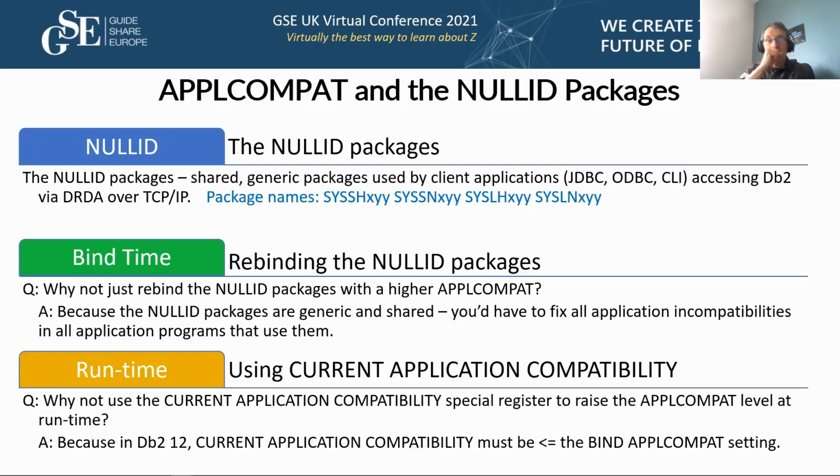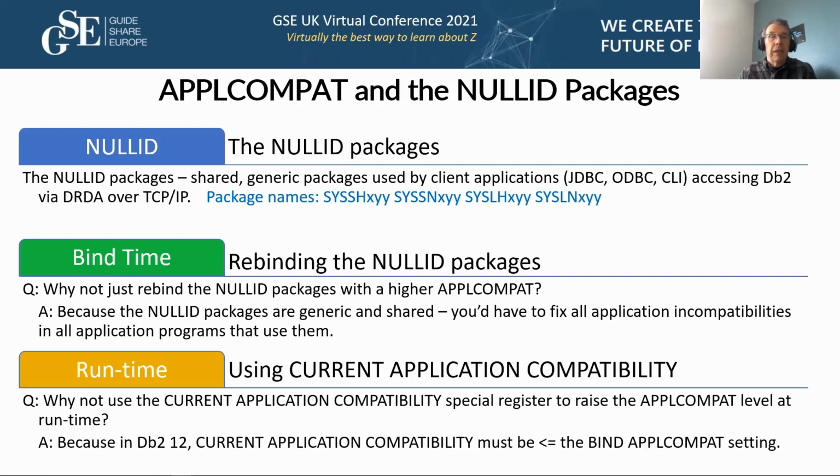So let's just talk about APPLCOMPAT and the NULLID packages. Those NULLID packages are essentially shared packages. They're generic packages used by client applications, such as those coming in using JDBC, ODBC, CLI, .NET, and so on. And they're accessing DB2 data via DRDA over TCP/IP.